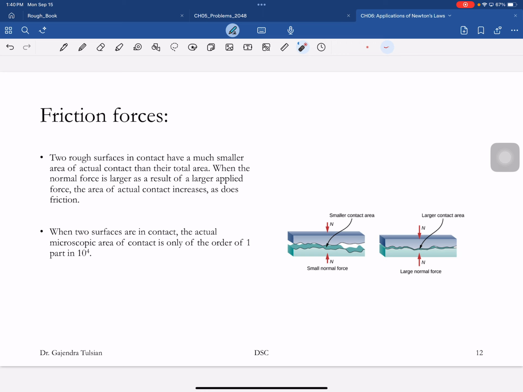Now notice something. There's friction between this object and the table. If I push down on this object, what happens to the friction force? It increases. Why did it increase? You're forcing more points to touch. All right, so the friction force depends on the normal force. Normal force on the surface.